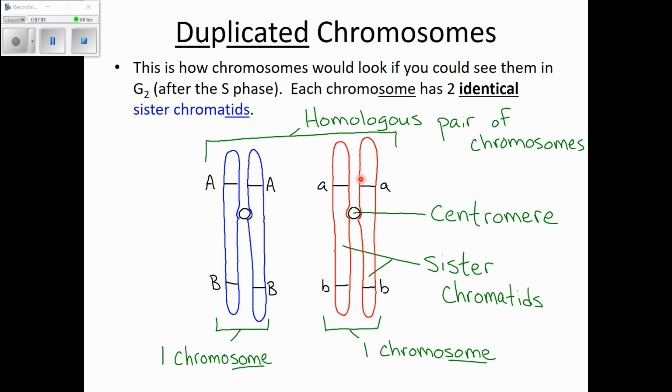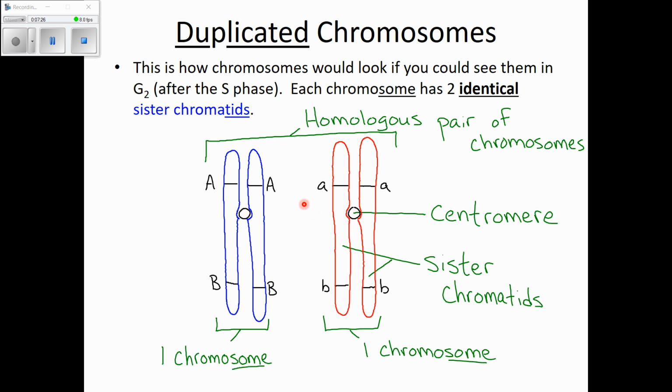So of course they're not going to be identical. This one might have a gene for tall, and this might have a gene for short. This might be blue eyes, this might be brown eyes. But they are homologous because they're the same size and the same shape, and they carry genes for the same kinds of traits.